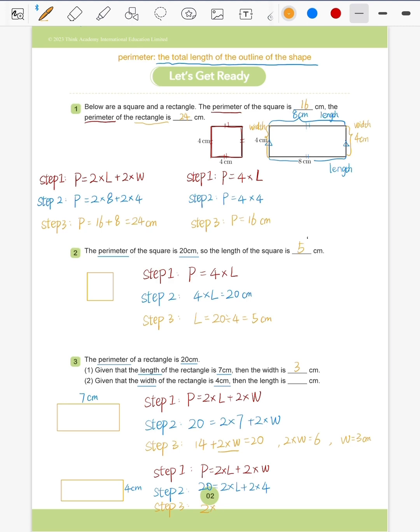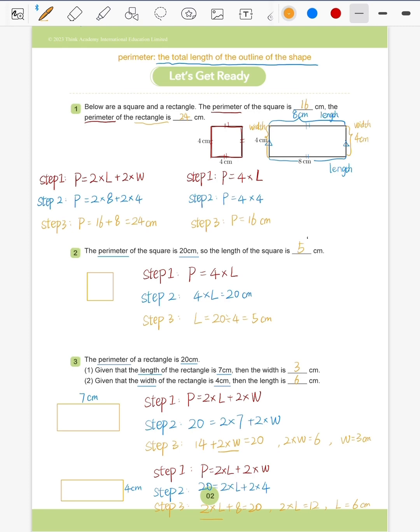2 times the length plus 8 will equal 20. So which number plus 8 will equal 20? This number, 2 times the length, will be 12. And then we can calculate the length will be 12 divided by 2 is 6 centimeters. So the length will be 6 centimeters. Does it make sense?